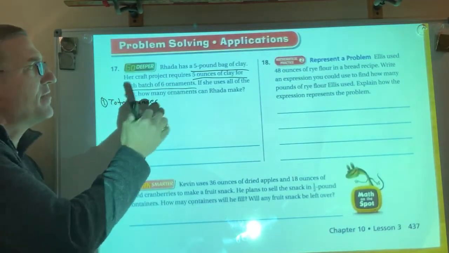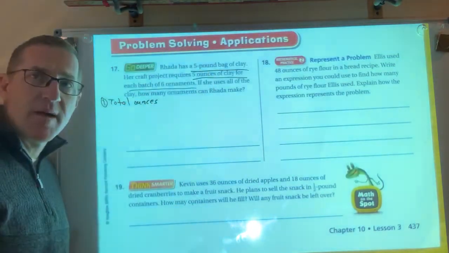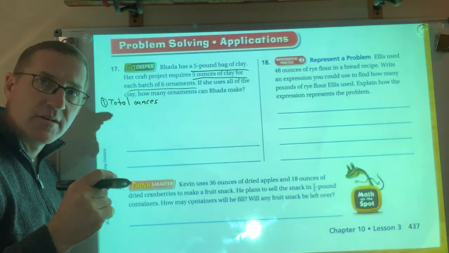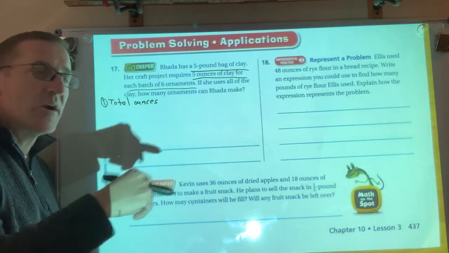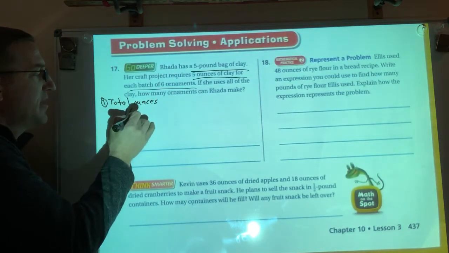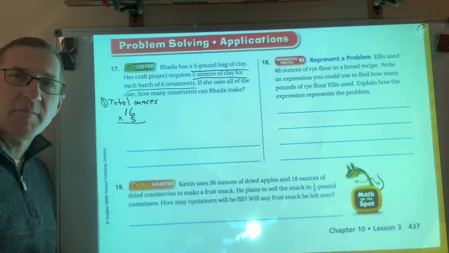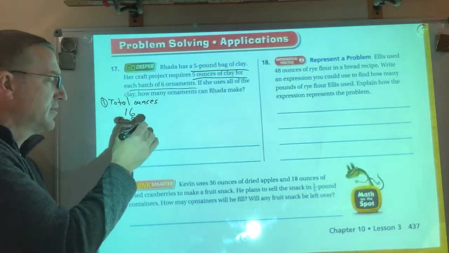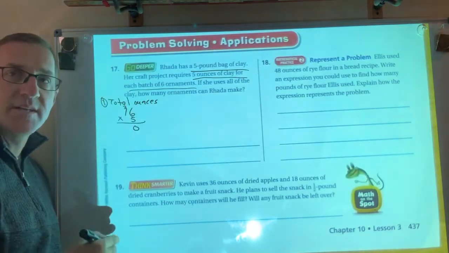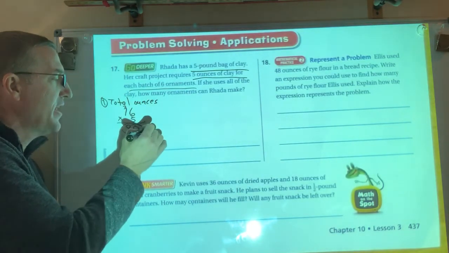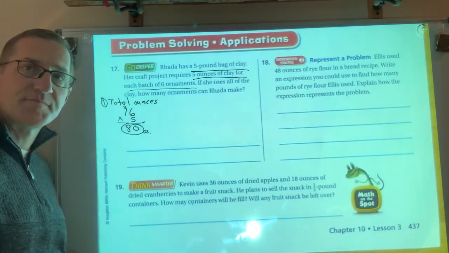All right, and then so I'm gonna take 5 and multiply it by 16, right? Because ounces are small, so I need more of them. If I need more, I need to multiply. So I'm gonna take 5 times 16. I'm gonna put my 16 on top because I like my numbers to be that way. 5 times 6 is 30. 5 times 1 is 5, plus 3 is 8. Probably a lot of you already knew that. So I've got 80 ounces total.